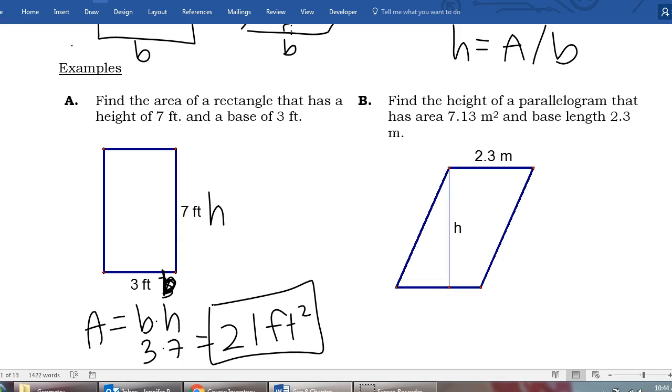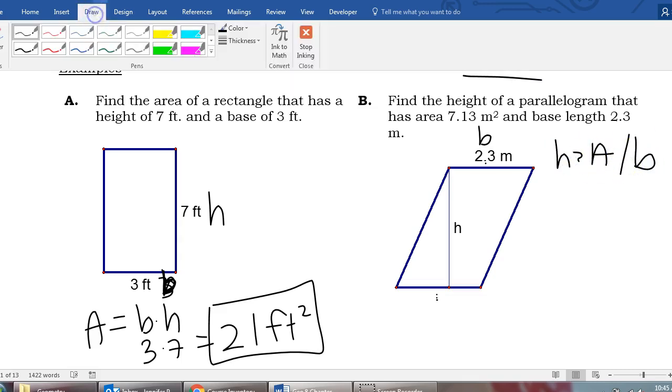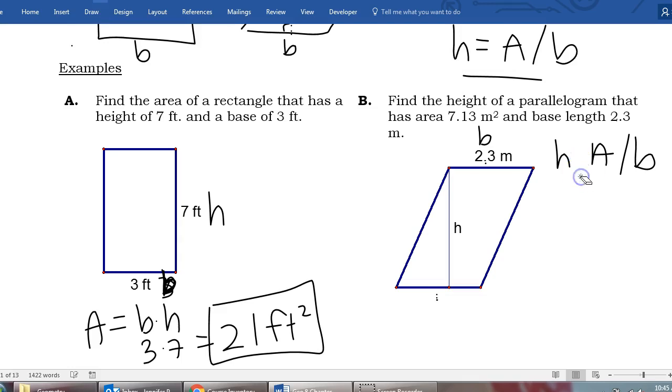Example B: find the height of the parallelogram that has an area of 7.13 square meters and a base length of 2.3 meters. So here's my base. Now that doesn't necessarily mean bottom, but the bases are always going to be the same whether it's on the top or the bottom of the shape. My formula that I wrote for height is right up here. So if I want my height, I need my area divided by my base. So that'll be 7.13 divided by 2.3.